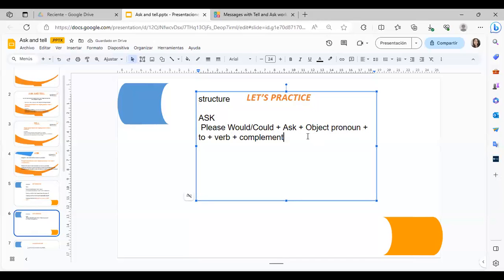Now let's see who can start with an example. Let me check in here. Alexander, give me an example using this structure. Please.